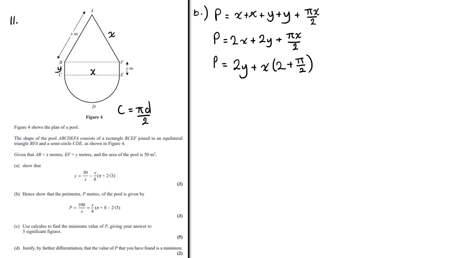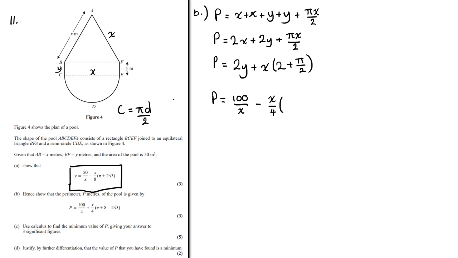Now, we know what y is equal to. That was given to us in part A. Like I said, even if you couldn't show that, we still do have that expression, so we can go on to show this expression for part B as well. And all we're going to do is simply substitute y in now. So we've got p equals 2 lots of y, where y is 50 over x minus x over 8 times pi plus 2 root 3. So we get 2 lots of 50 over x, that's going to be 100 over x. And this x over 8, if you times that by 2, that would be minus 2x over 8, so minus x over 4.